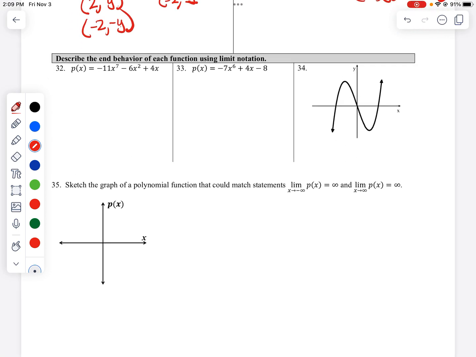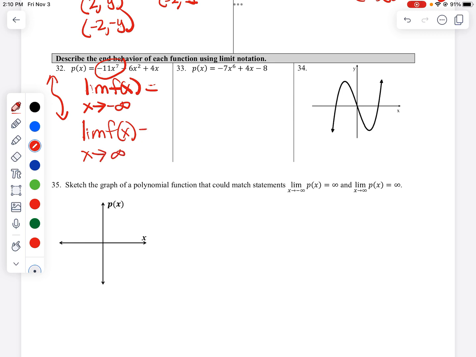All right, so end behavior. So this is a bendy straw going down. So the limit of f of x as x goes to negative infinity, and the limit of f of x as x goes to positive infinity. Well, as it goes to negative infinity, it's going up, so that would be positive infinity. And then as x gets bigger, it's going down, so that's negative infinity.